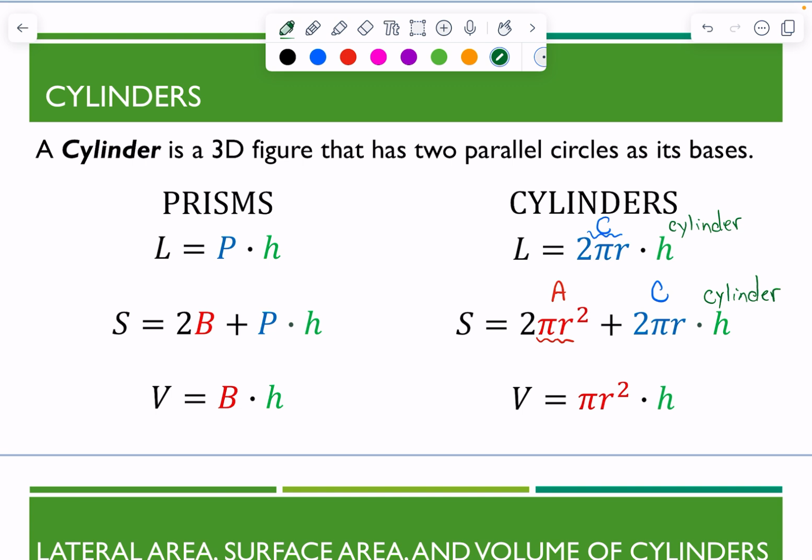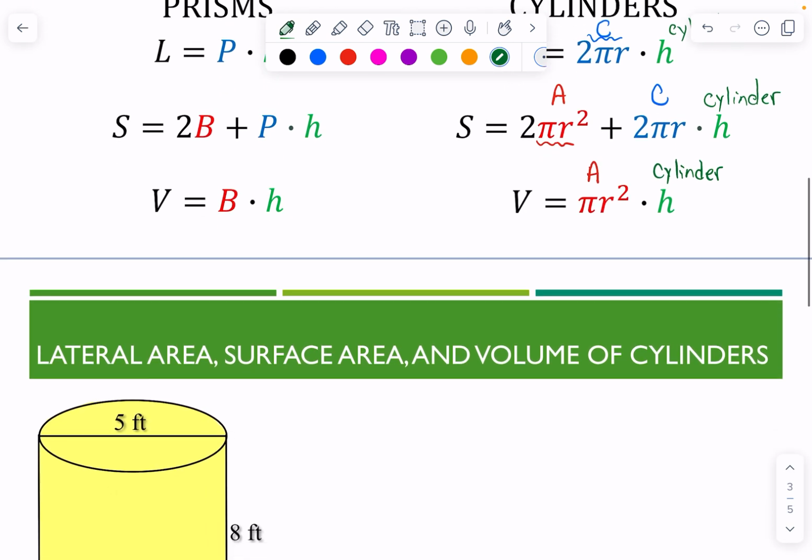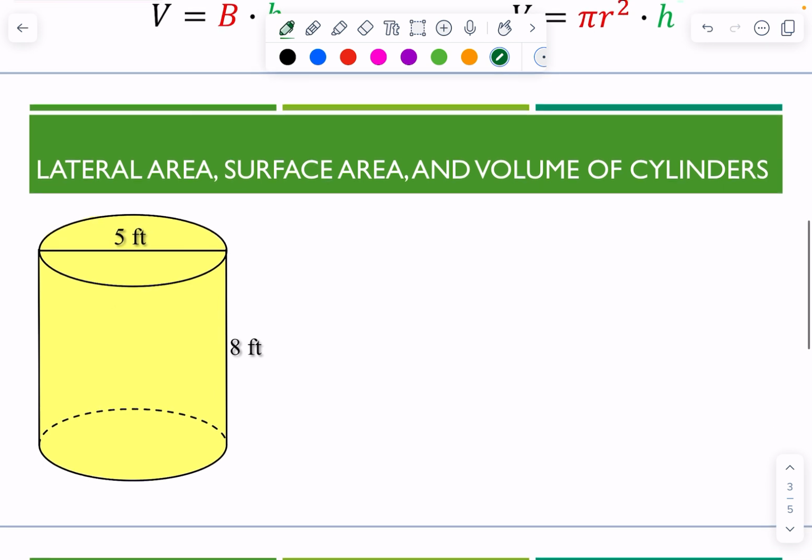And then our third option is for volume. Remember, to do the volume, we take the area of the base times the height of the prism. So over here, we're going to take the area of the circle times the height of the cylinder. Okay, so that's what it looks like here. All right, so now let's try all 3 of these.